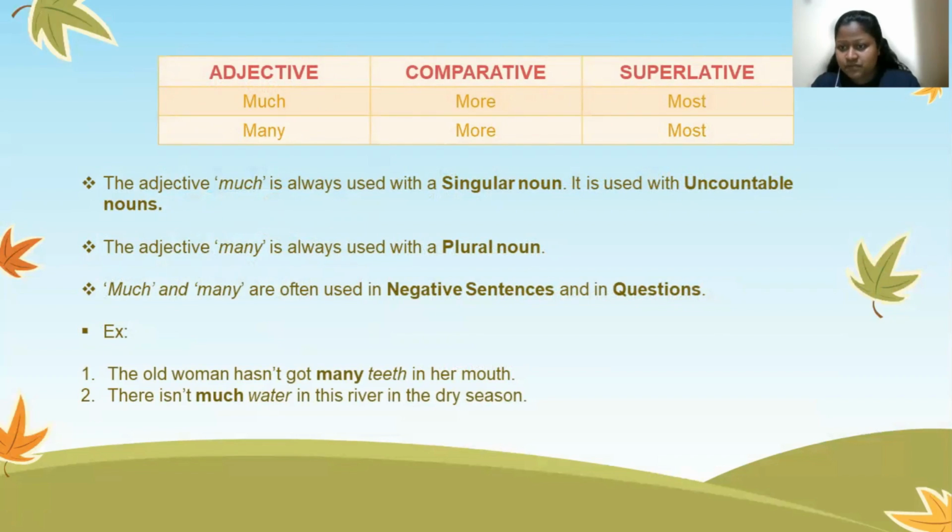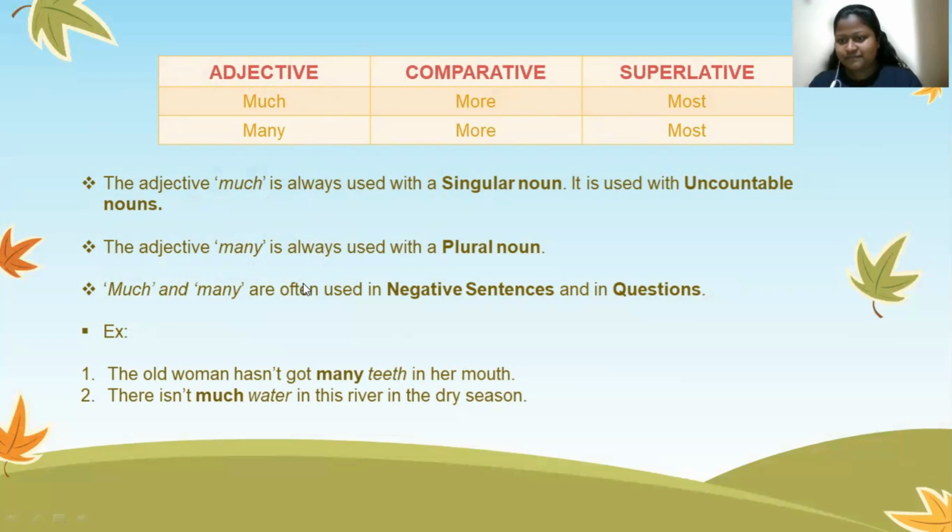We can use other methods to count, of course. Like a cup of milk, a glass of water, or a bottle of water. But we cannot count one water, two water, one milk, two milk. We cannot do that, so they are uncountable nouns. So much is always used with uncountable nouns, and many is always associated with plural nouns. If it's a plural noun, we use many. And you can clearly see that the comparative and superlative forms of much and many are the same: more and most. Much and many are often used in negative sentences and in questions.